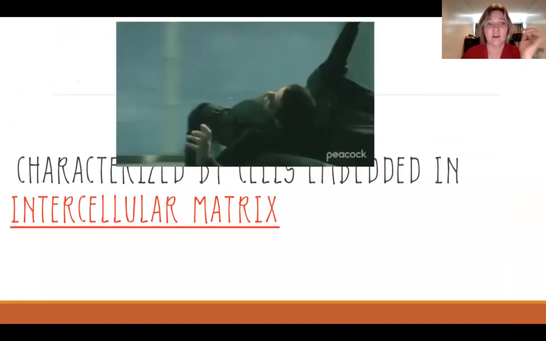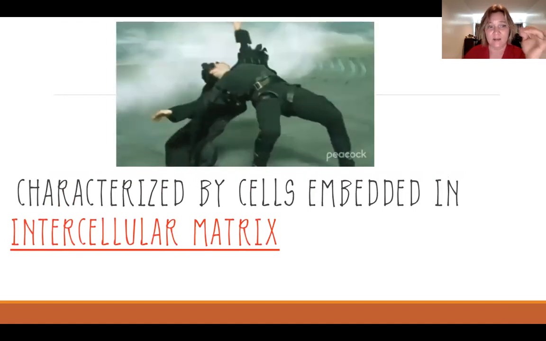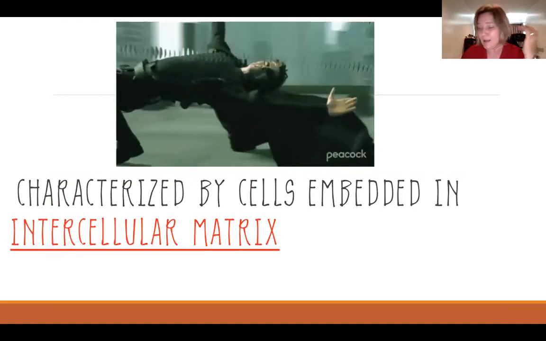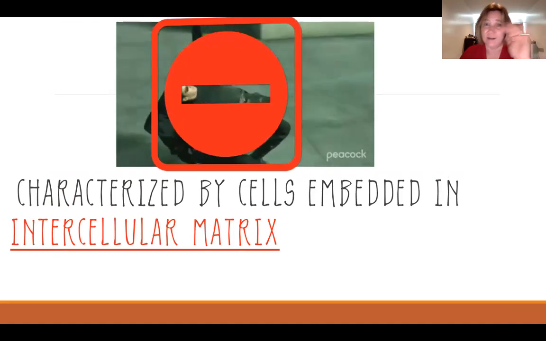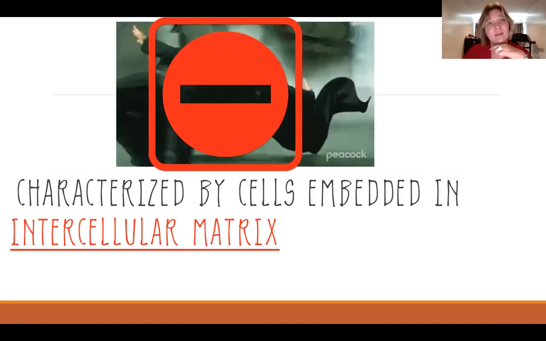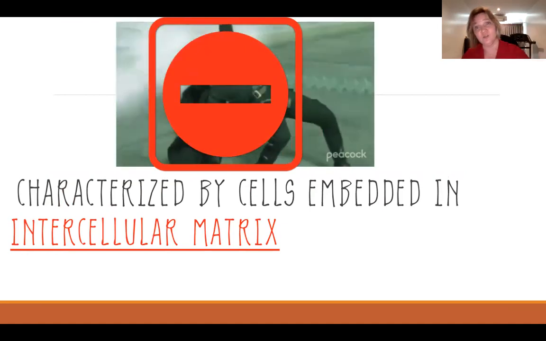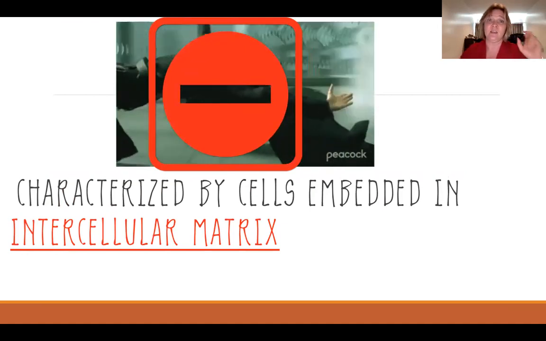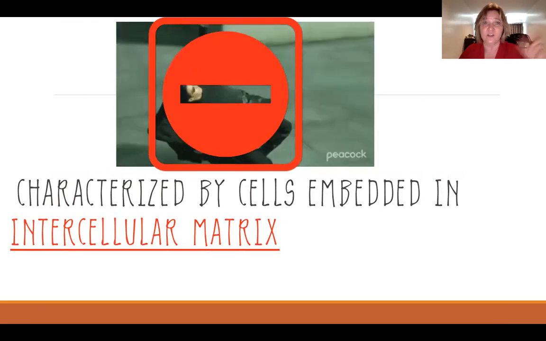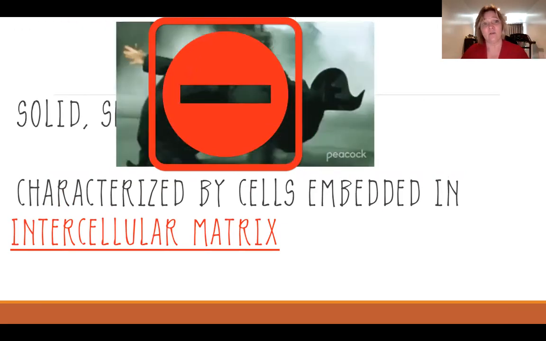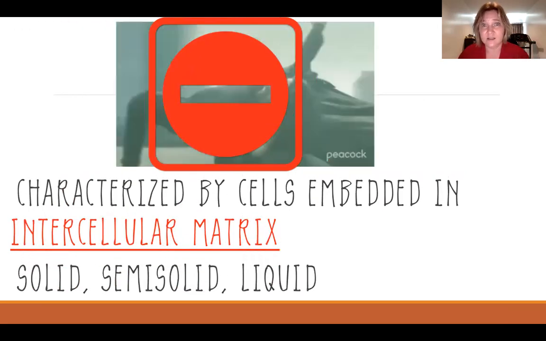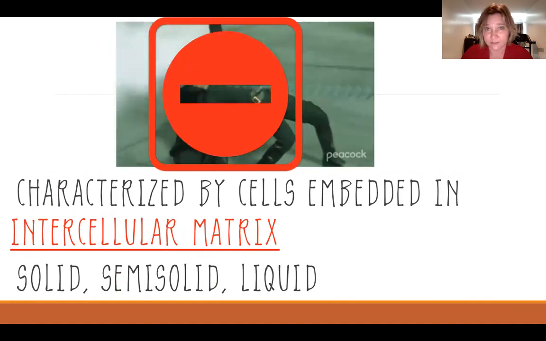Connective tissue is characterized by cells that are embedded in what's called the intercellular matrix. And no, not that Matrix. The intercellular matrix, remember, inter means between, so it's basically the space between two different cells. Now, this matrix can be solid, semi-solid, or liquid.